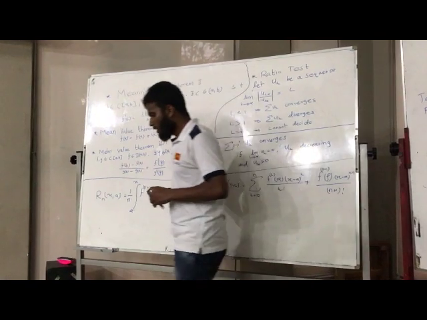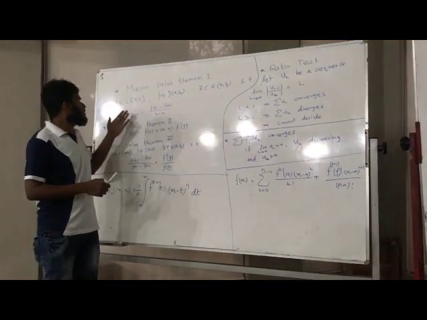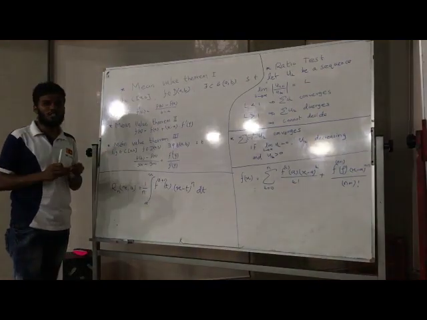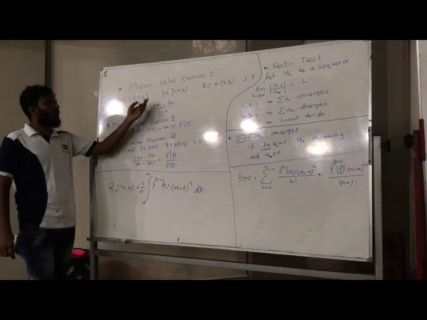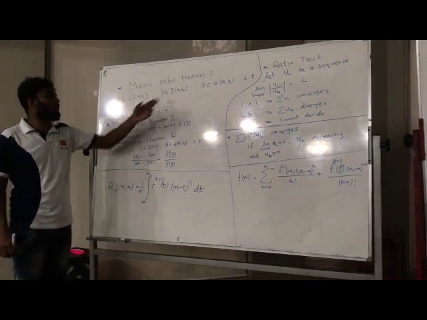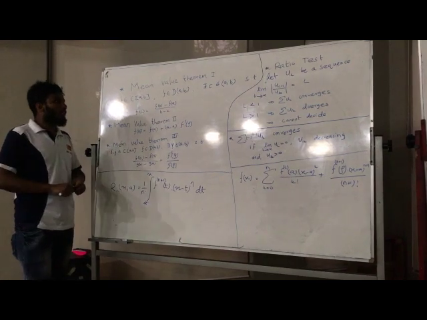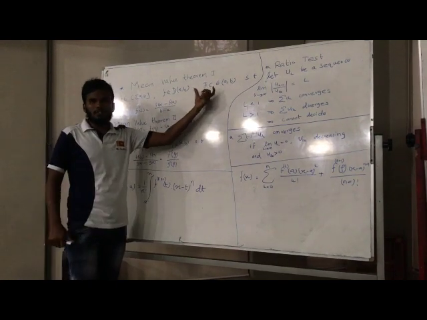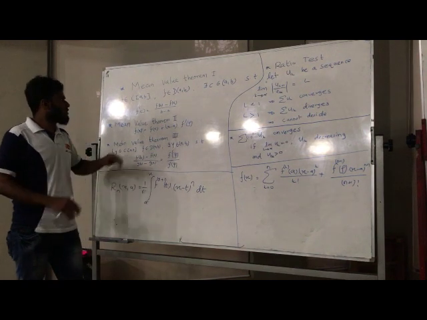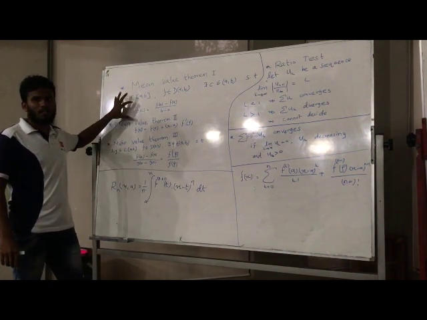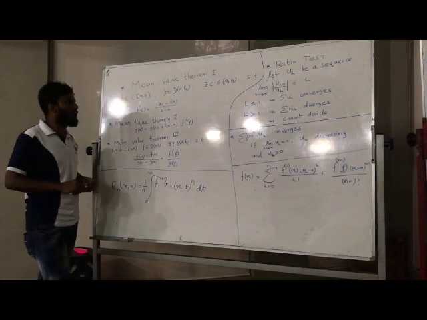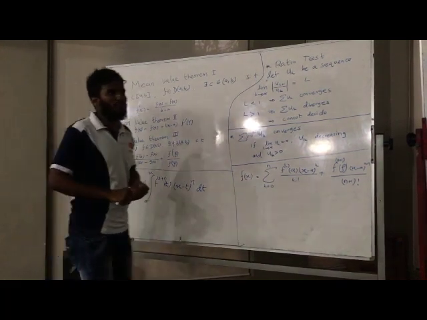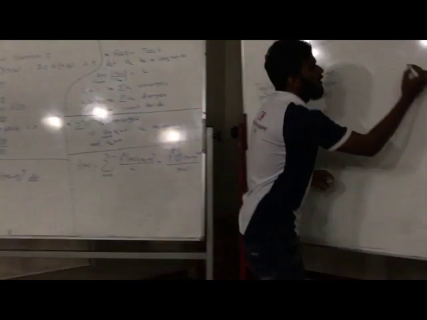The mean value theorem says: a function f is continuous on a closed interval [a, b], and it's also differentiable on the open interval (a, b). Then there is a c in between a and b such that f dash c, the derivative at c, is equal to f(b) minus f(a) over b minus a. We can explain it like this.